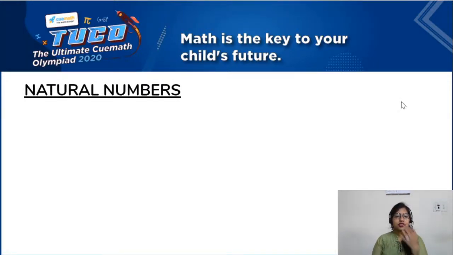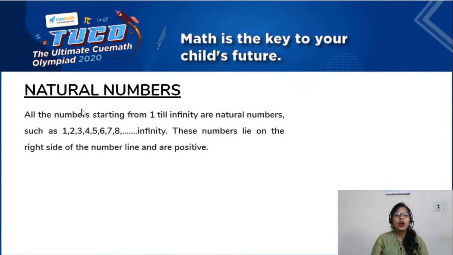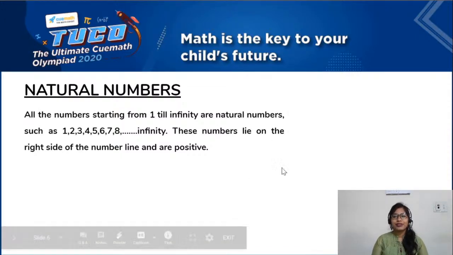So here goes our natural numbers. As all of you can see, all the numbers starting from 1 till infinity are natural numbers, as we just discussed some time back. That's 1, 2, 3, 4, 5, 6, 7, 8, and then it goes on till infinity. These numbers lie on the right side of the number line and are positive. We all know about it.